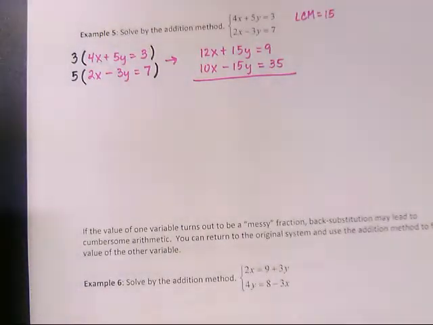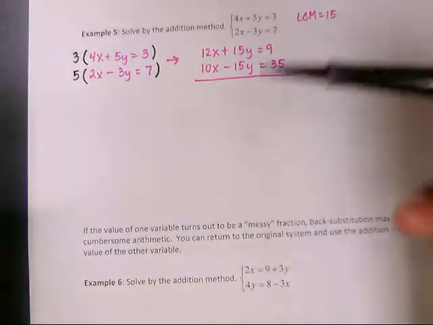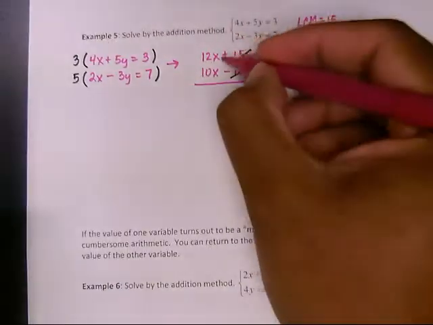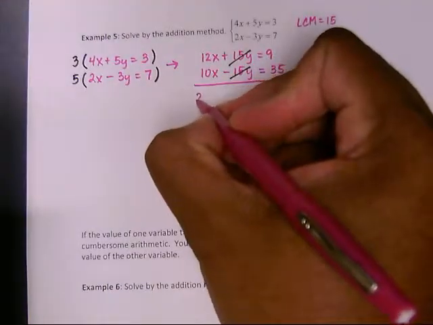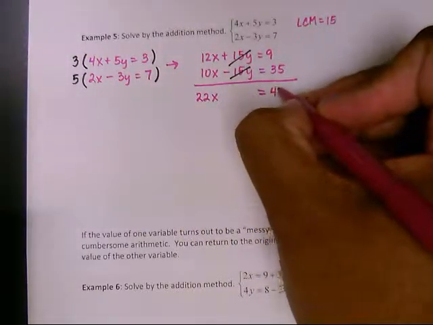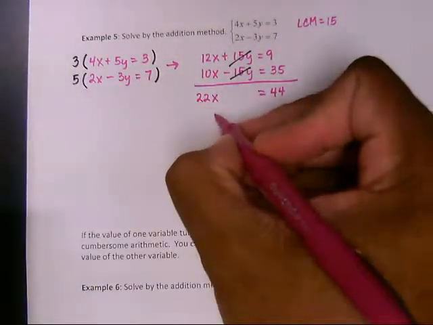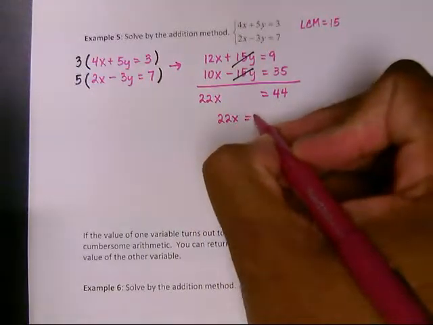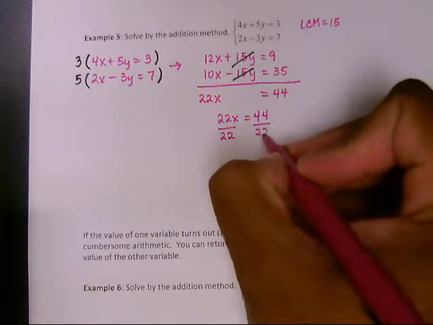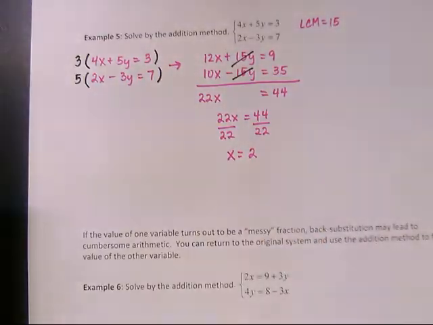And now I can eliminate the y's, because now I have a 15y and a negative 15y. When I add those two together, those 15y's are gone. Now if I add 12x to the 10x, I'm going to get 22x, equal to 9 plus 35, which is 44. So I got 22x equal to 44. And now I'm going to solve for x by dividing both sides by 22. And that will give me x is equal to 2.